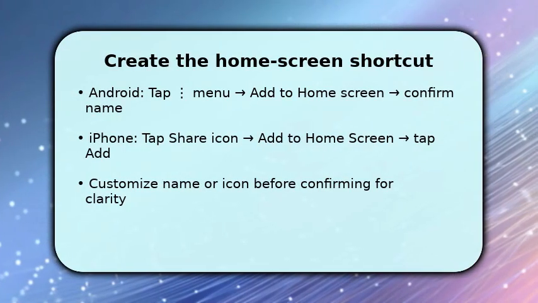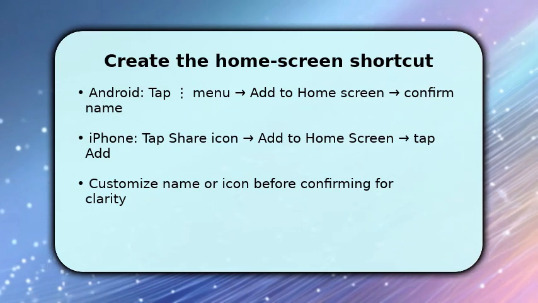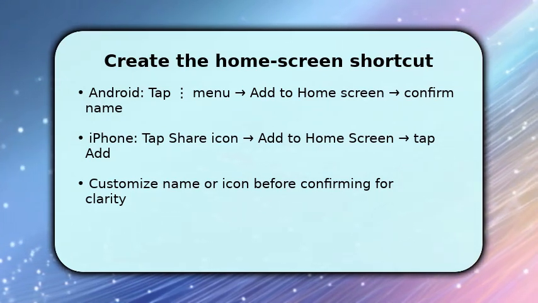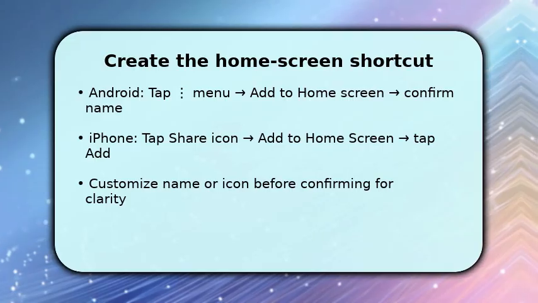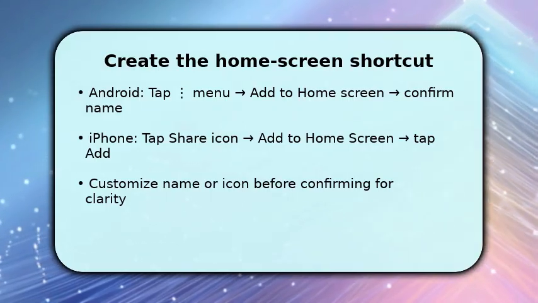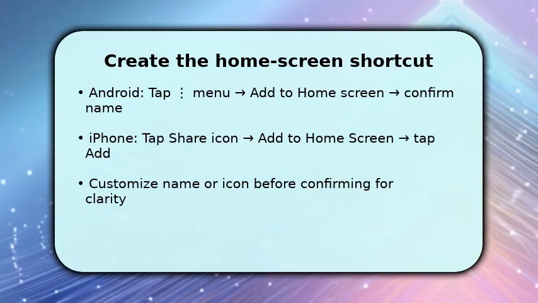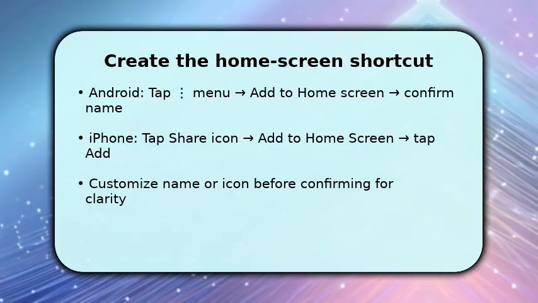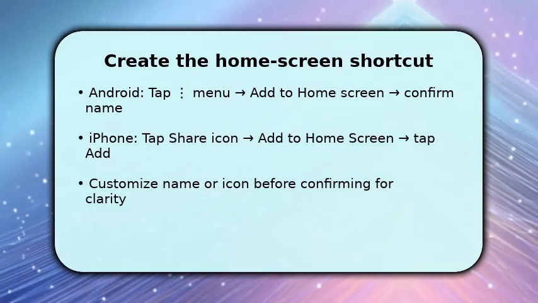On Android, tap the three-dot menu, choose Add to Home Screen, edit the name if you like, and tap Add or drag the icon to a spot. On iPhone, tap the share icon, the square with an arrow, choose Add to Home Screen, edit the label, then tap Add. You can position the new icon anywhere on your home screens or dock.